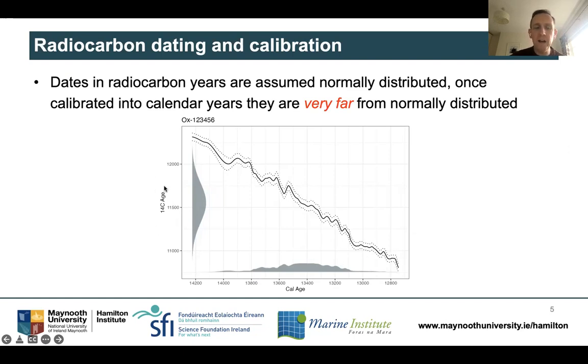And whilst in radiocarbon years, everything is assumed to be nice and normally distributed, if you fire that uncertainty through the calibration curve, the actual true calendar age for an individual sample is really, really not normally distributed. It's very far from a normal distribution. So normal distributions are nice because you can summarize them with the mean and the standard deviation. Calibrated radiocarbon dates are not nice. Summarizing them with a mean and a standard deviation is not helpful. People tend instead to pick out large chunks of the probability, and you should never ever report a calibrated radiocarbon date without estimates of uncertainty.